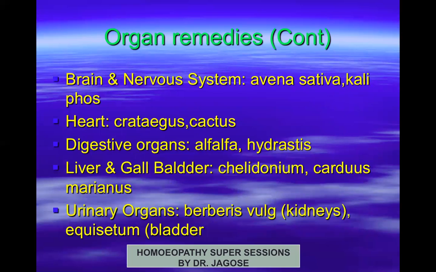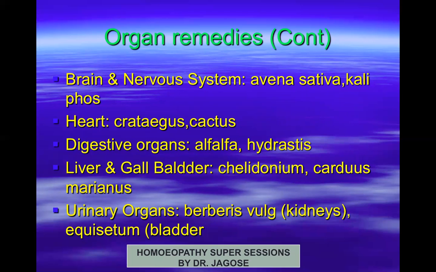So here, we give importance to the location. For example, if the brain and the nervous system are involved, we can give Avena sativa or Kali phos. If heart complaints are there, you can think of Rauwolfia or Cactus. If digestive organs are involved, or digestive disturbances are there, Alfalfa or Hydrastis. For liver and gallbladder conditions, Chelidonium, Carduus marianus. For affinity to the urinary organs, for the kidneys, you can use Berberis vulgaris, or for the bladder, you can use Equisetum.